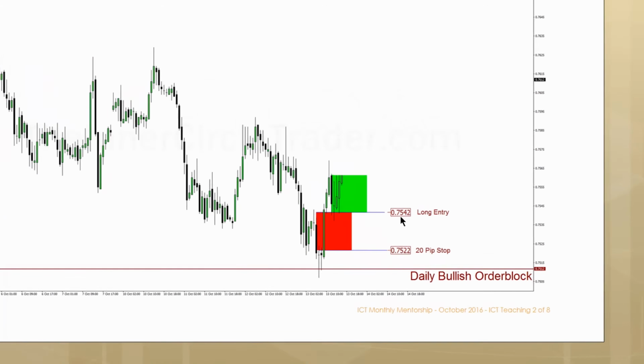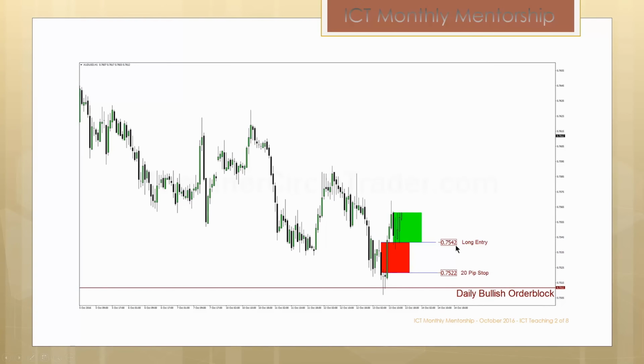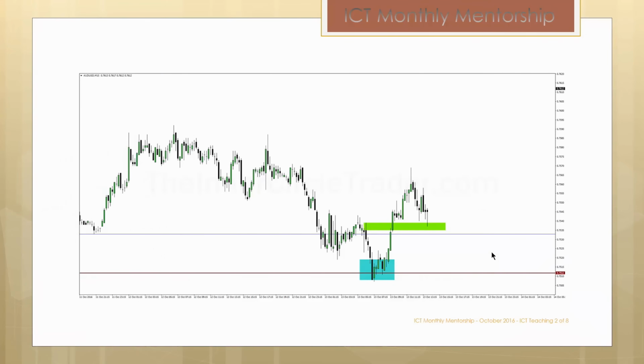So what if you want to get a smaller stop in relative terms to 20 pips? And here's a more important thing. What if you want to be buying lower and offering yourself a lot less in terms of risk exposure? Well, that's going to require us going down into a 15-minute time frame.